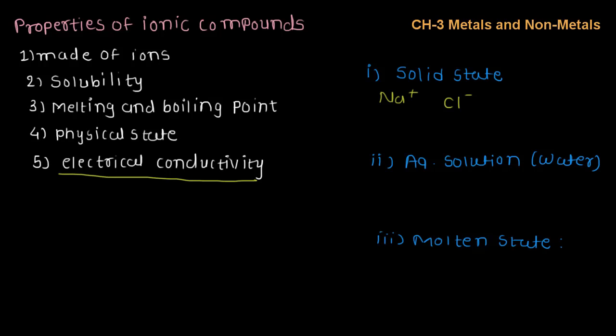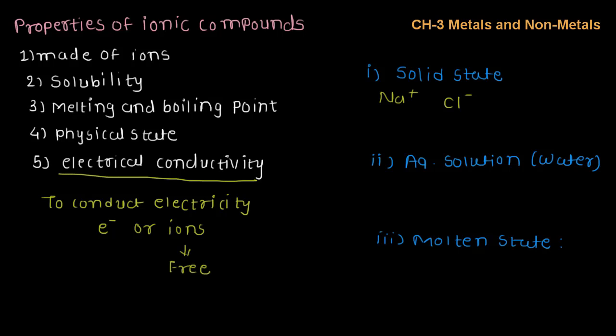Now the question is, what do we need to conduct electricity? Either we want electron or ion. These 2 things we need to conduct electricity. Electricity is conducted by electrons or free ions.